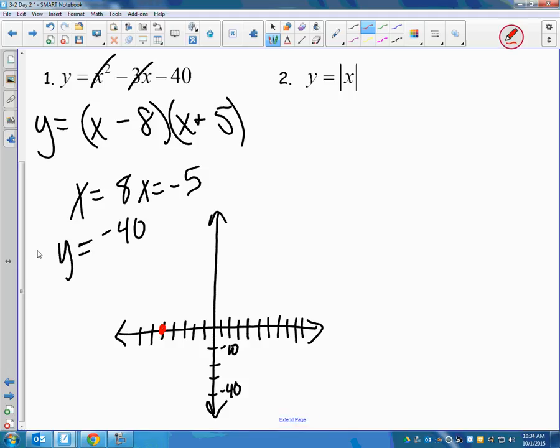Negative 5, 8, negative 40. Is negative 40 going to be the vertex of that graph? Relatively, but not really, right? Because it's not in the center. Because one side's 5 over and one side's 8 over. So maybe we should pick another point and see what happens? Or maybe we want to talk about how we find the vertex?